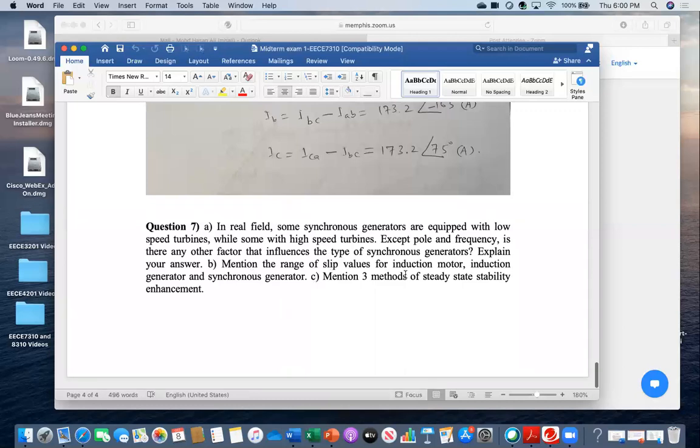Mention the range of slip values for induction motor, induction generator, and synchronous generator. In case of induction motor, slip varies from 0 to 1. In case of induction generator, it is negative. And for synchronous generator, slip is 0. That is the only answer. And then mention 3 methods of steady state stability enhancement. The very basic ones are AVR, automatic voltage regulator, then governor, and then power system stabilizer, PSS. Those 3 are the basic methods for steady state stability.